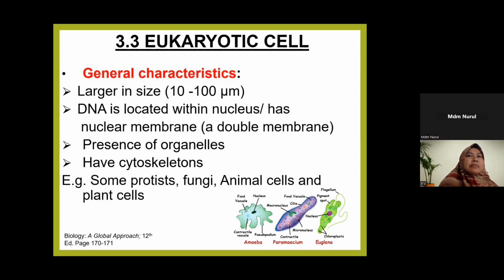So eukaryotic cell basically larger in size. So the size is 10 to 100 micrometer size dia, right? And DNA is located within the nucleus. Bukan dekat nucleoid region dah. So DNA is found or located within the nucleus and it has nuclear membrane. Dan ada membran yang membaluti the nucleus lah. Nuclear membrane kita panggil. And nuclear membrane tu is double membrane. Dia ada dua lapisan. Maksudnya membrane of nucleus is double membrane.